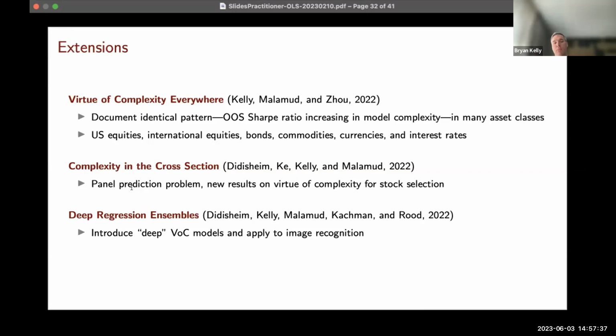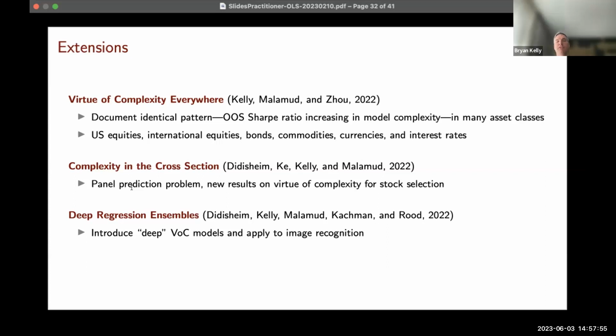So in this problem, we do two things. We look at the panel setting and we look at a different objective function. Instead of training a model to optimize mean squared error like we do in regression, we're training a model to directly optimize portfolio Sharpe ratio, right? That is the SDF estimation problem.